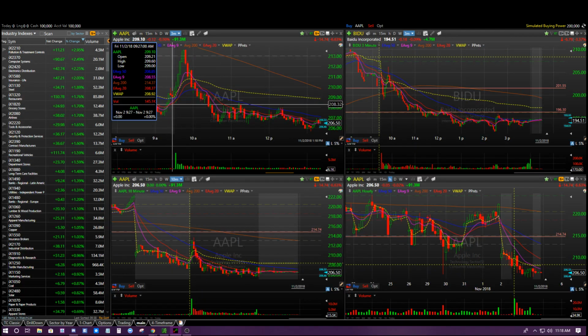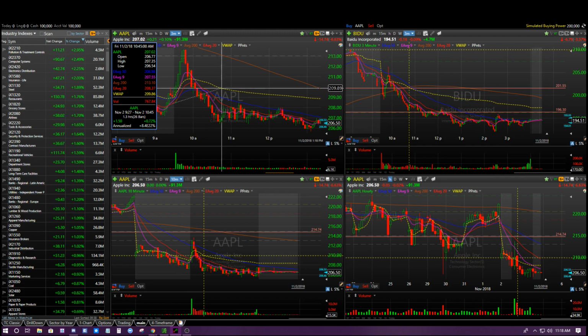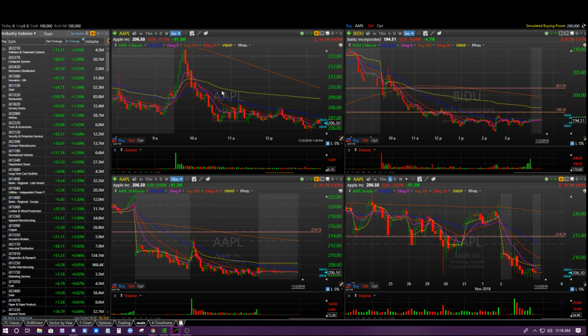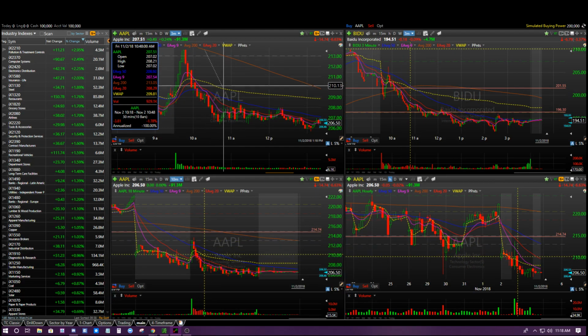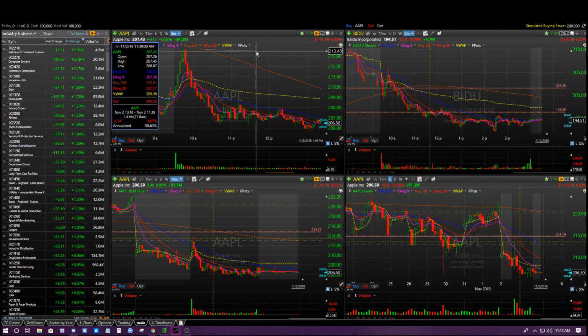Anytime something's under the VWAP and it bounces up to the VWAP and I'm bearish on it, I want to see it reject that VWAP. And I can either look to take a trade off of that, or if I'm bullish, I want to see things hold it and bounce and hold the VWAP.